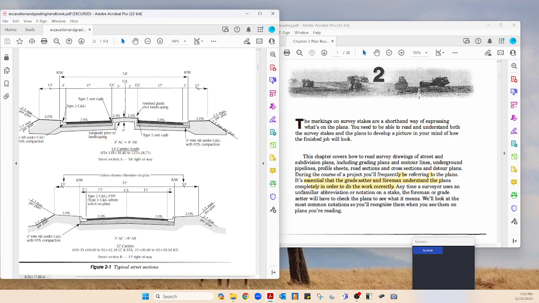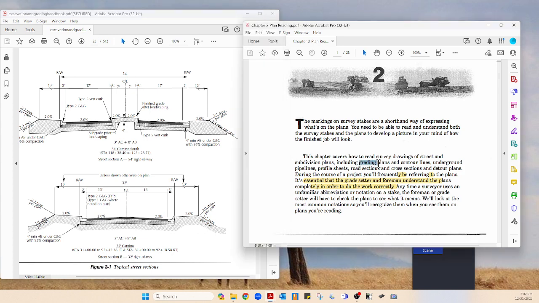So in chapter 2, we're going to cover how to read survey drawings of a street and subdivision plans. Now, we're going to get into subdivision plans, but in all of these things, we're not going to take a deep dive. That'll be coming later. And we'll be including grading plans. Now, what in the world is a grading plan? Well, that's different than what you took in blueprint reading.